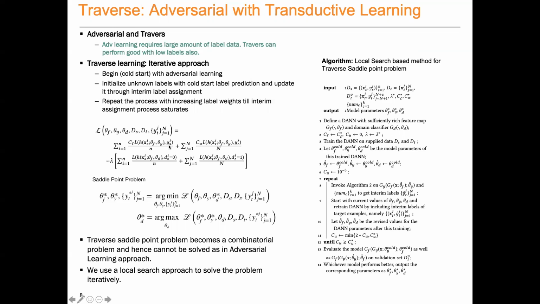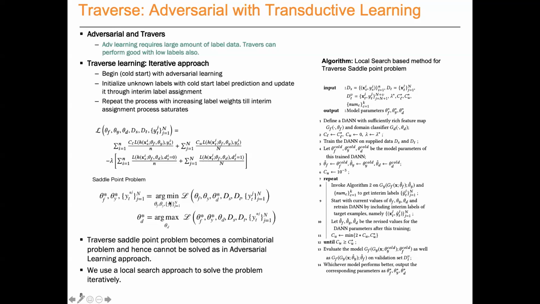If you look at the loss function, let's first see the bottom part. The bottom part is the domain confusion loss, which is similar to DAN, because that has been directly taken from the adversarial learning approach. But the upper part is slightly different. The first part is the label prediction loss for the source domain, along with the importance weight. And the second part is the label prediction loss in the target domain, which has been assigned through interim label assignments. This differentiation comes because of the transductive approach that we have leveraged here.